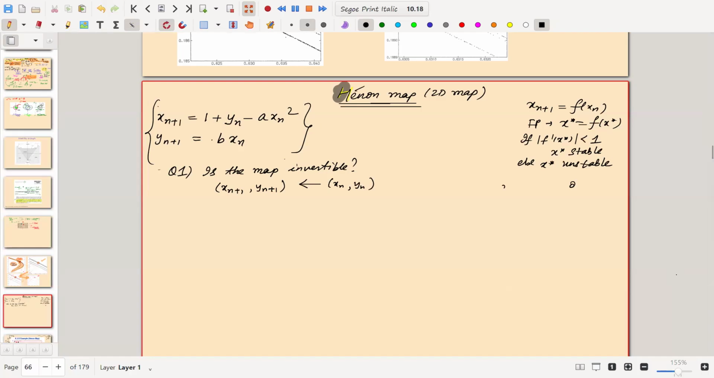You understood? Like x square is not invertible. Why? Because minus 2 and 2 give the same result, 4. So for given xn plus 1, yn plus 1, what previous values of xn and yn are there? Is it a unique value of xn and yn, or are there multiple values for which you get the same xn plus 1, yn plus 1? What do you think? Is the map invertible? I mean, can you find for a given xn plus 1 and yn plus 1 a unique xn and yn? If you find, then the map is invertible, else the map is not invertible. What do you think?